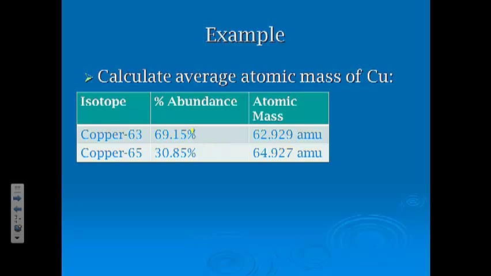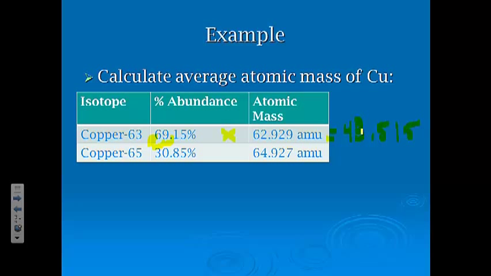We have two isotopes of copper, copper 63 and copper 65, and they're not a 50-50 split. Copper 63 makes up 69% of the population, copper 65 makes up 30% of the population. In order to solve these problems, the atomic mass of copper 63 is 62.929. So we need to multiply it by its percentage, and in order to do that, you're going to take the decimal place and move it over 2 places. So on your calculator, you're going to take 0.6915 and multiply it by 62.929.